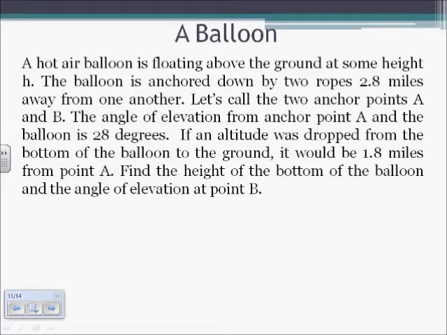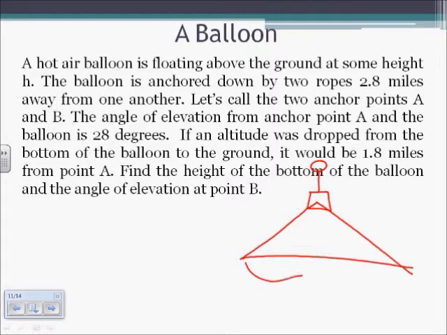So we have a lot of stuff happening here, and again, it comes down to the picture. So we have a balloon up there. So let's draw again that hot air balloon. It says that the balloon is anchored down by two ropes. So we have two ropes coming down from the balloon. And the two ropes are 2.8 miles apart, excuse me. We're going to call the two points A and B. So we'll call the right one A and the left one B.